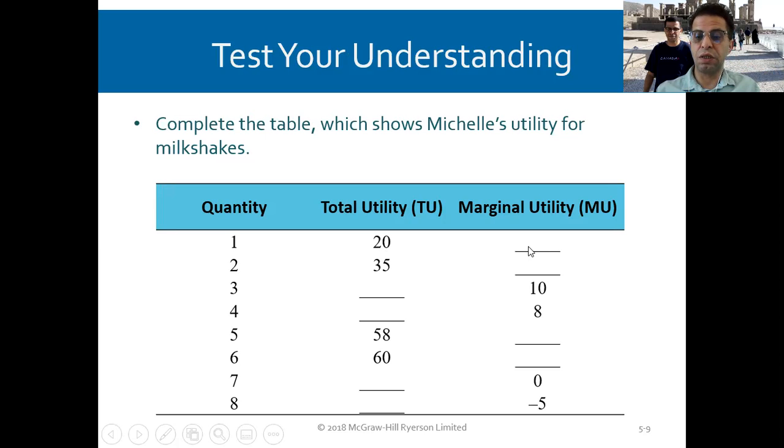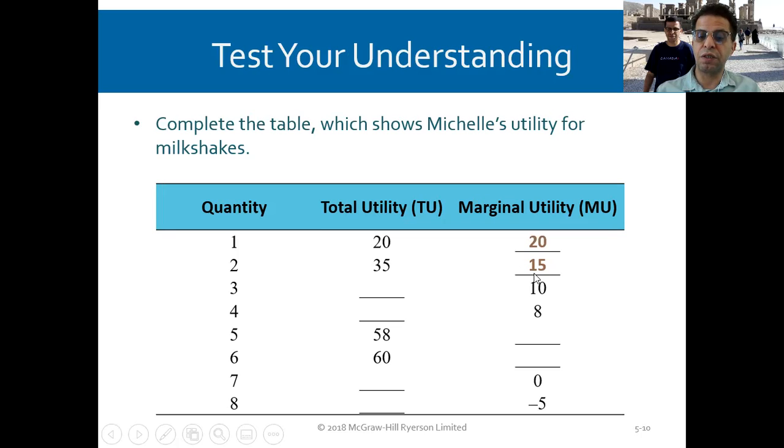Definitely, total utility is the marginal utilities added together. So it is 20, because before that nothing was consumed, there was no original. So here it should be 20. As we see here, it changed to 35. The difference is 15. So the second one that we consumed gave us 15.